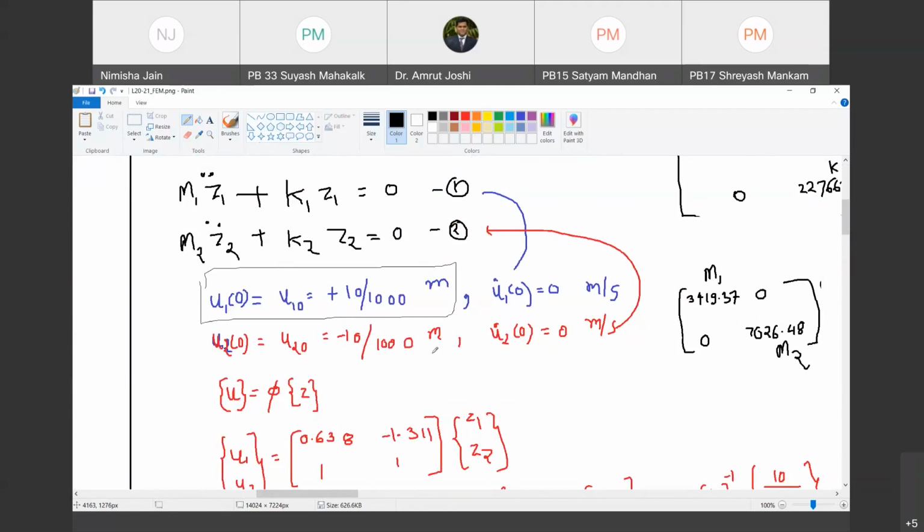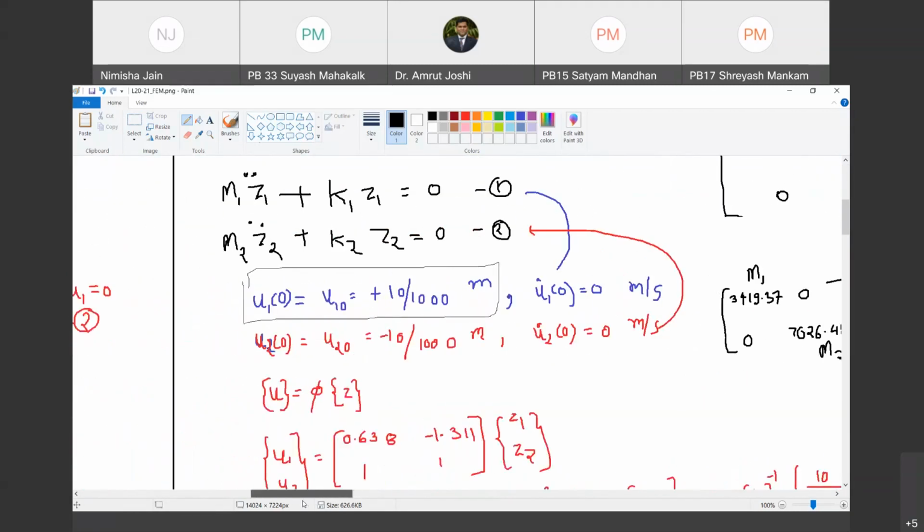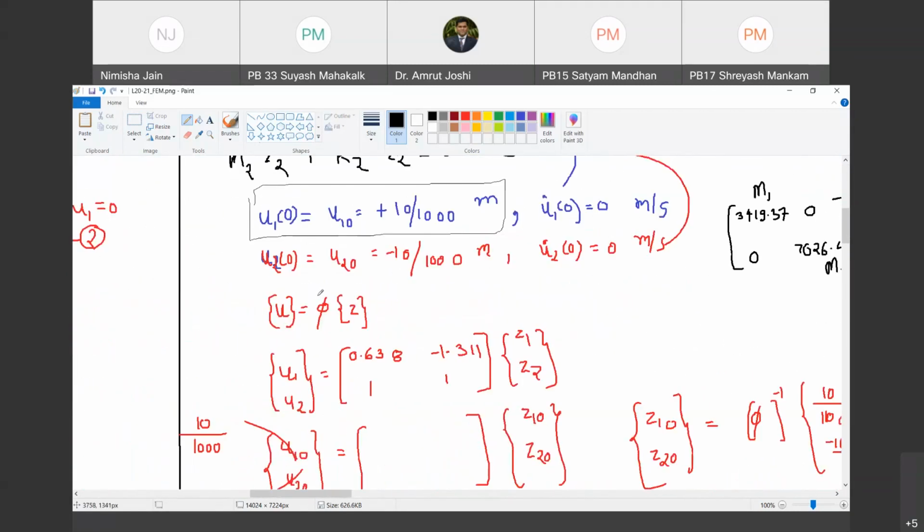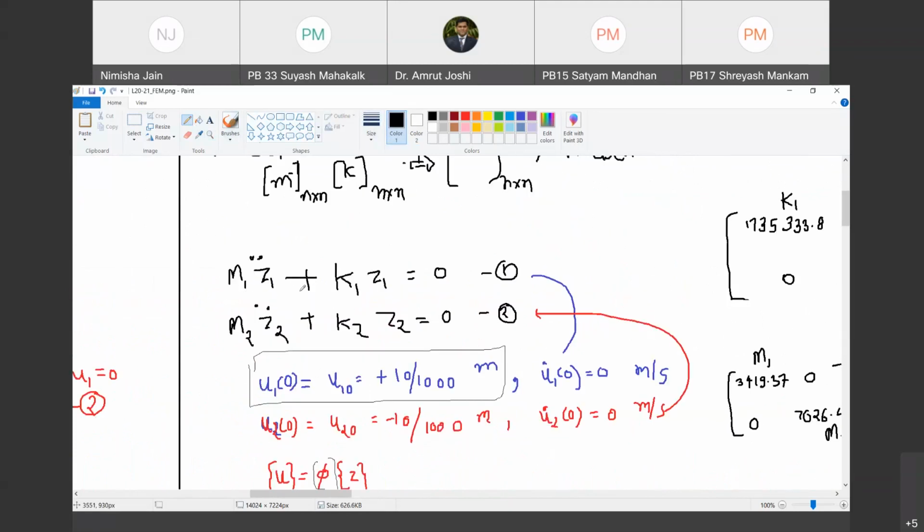Okay. So now we are going to use this equation U equal to phi times Z. This is the transformation that we have applied. Do you agree with me? Yes, sir. देखो, to solve equation number 1 and 2, I need to have boundary conditions in terms of Z1 and Z2. Agreed? Yes, sir. Not in terms of U1 and U2. So somehow I need to translate boundary conditions in terms of U1 and U2 into boundary conditions in terms of Z1 and Z2. Happy? Yes, sir. And how am I going to do that? I am going to do that through a transformation matrix phi.